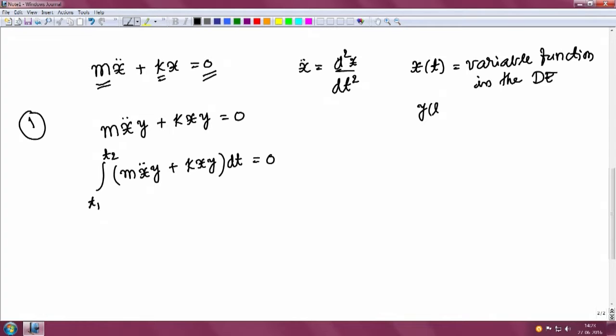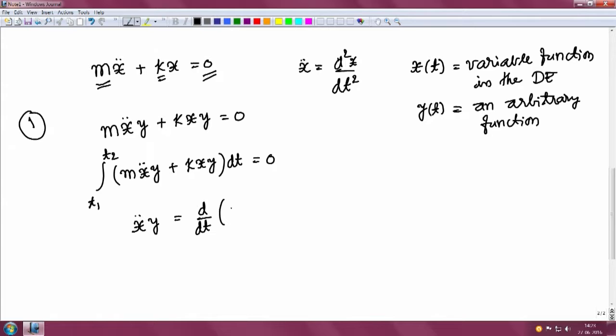Y of t is an arbitrary function. When you multiply that, this will be 0, that will be 0, just integrating. That is one method where we integrate. And now, we write this x double dot y term in this manner.